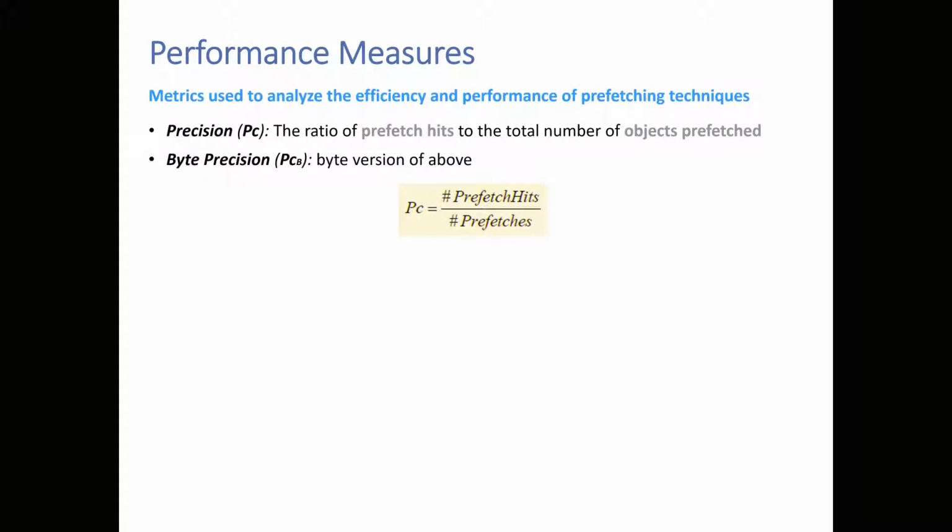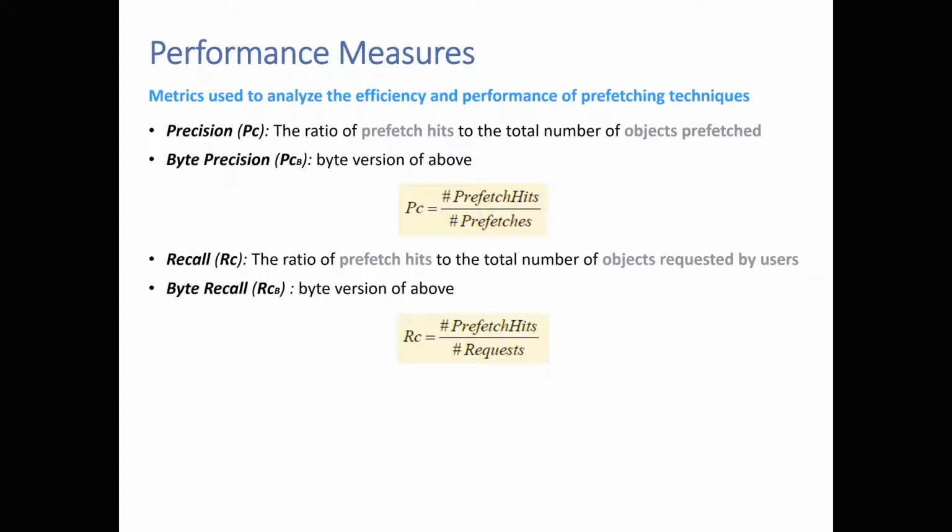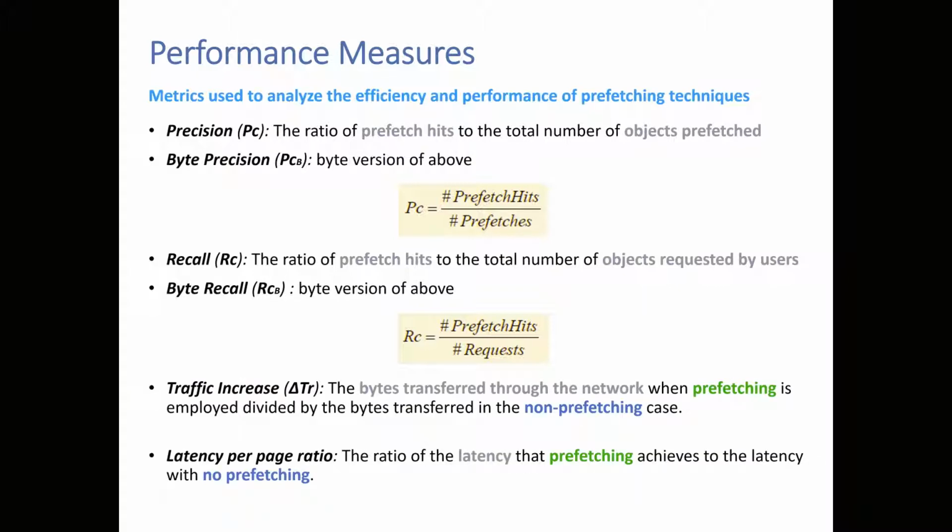To analyze the efficiency and performance of different prefetching techniques, the paper introduced several performance measures. Precision is the ratio of prefetch hits to the total number of objects prefetched. Recall is the ratio of prefetch hits to the total number of objects requested by users. There are also traffic increase and latency per page ratio that can be used to evaluate prefetching techniques.